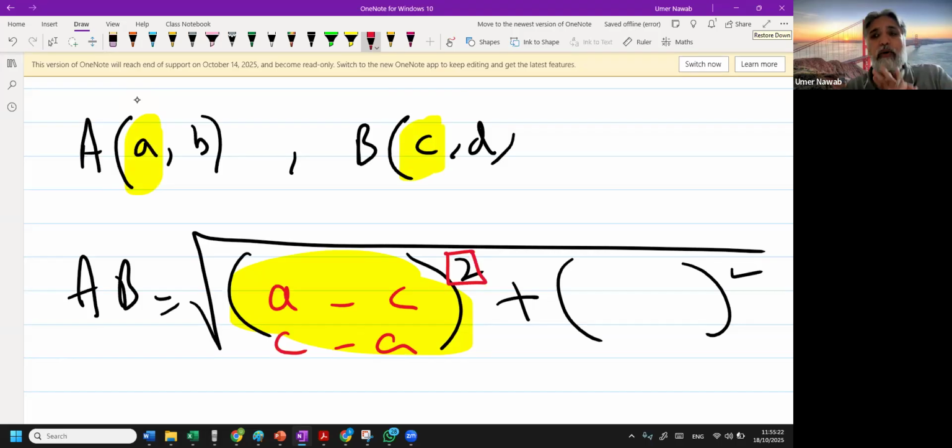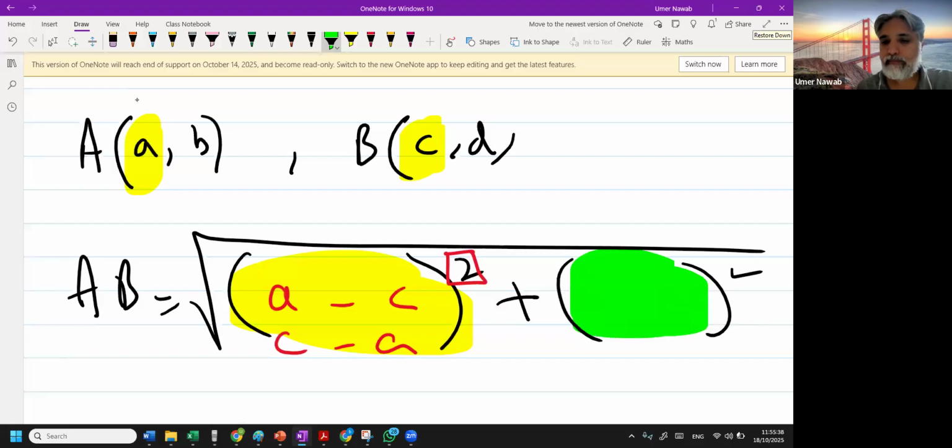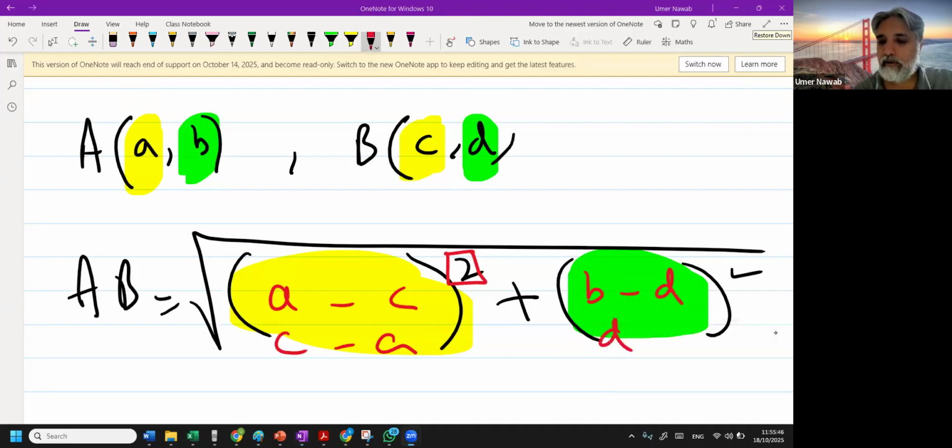So we don't care. In gradient, we do care. Like if I do D minus B, then I have to write C minus A. But in the case of distance, you can write A minus C or C minus A. In the second bracket, you need to write either B minus D or D minus B, and then you get your distance.